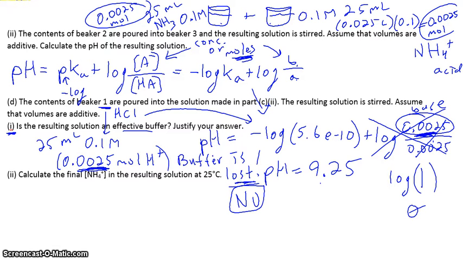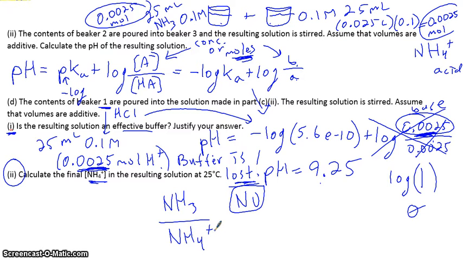So now we have the last one to do, part iii. And in part iii, they want the final NH4 plus concentration in the resulting solution. And the resulting solution is from back here. So a quick little overview. We had a buffer formed. So we had the H plus, we had the NH3, and we had the NH4 plus.